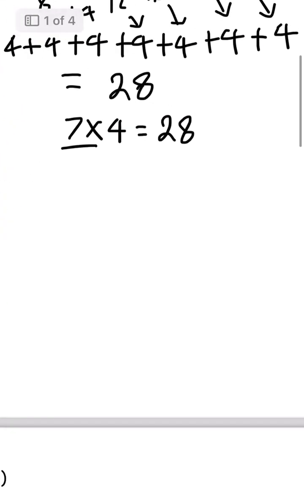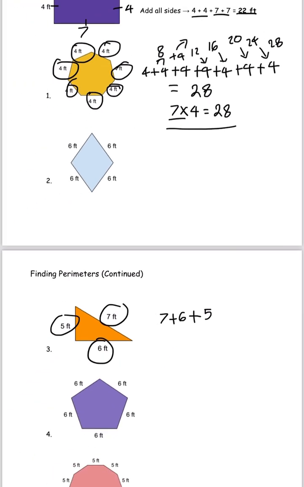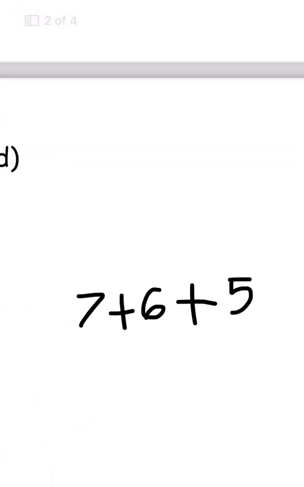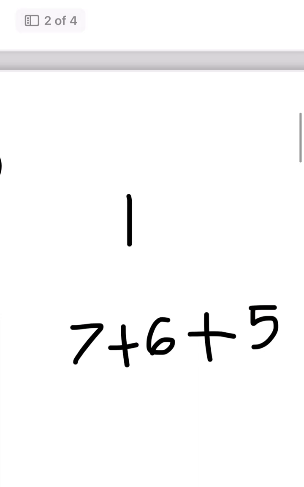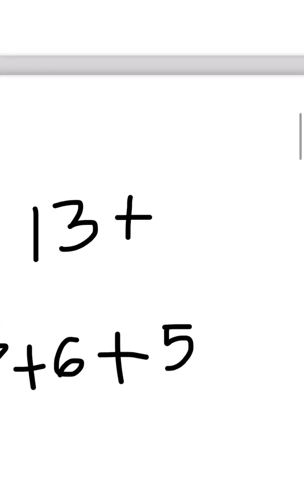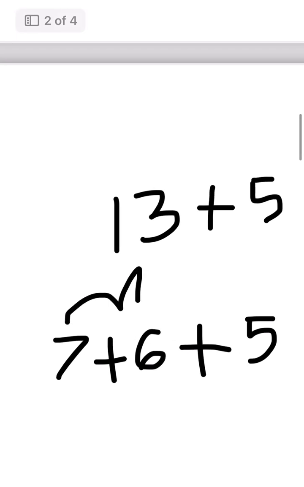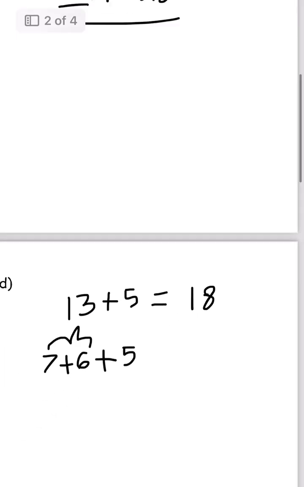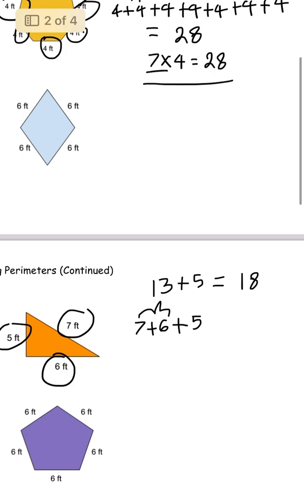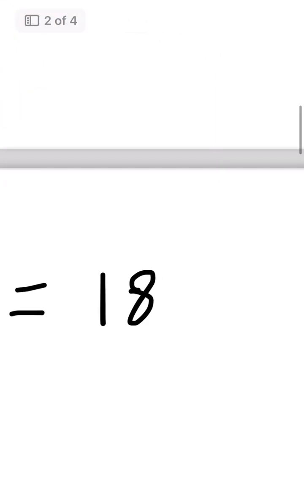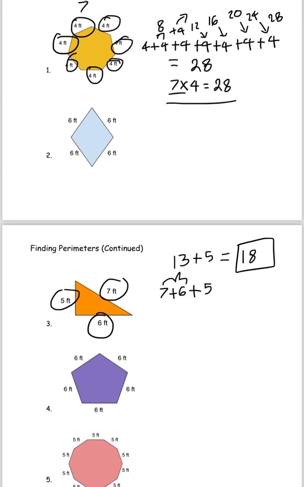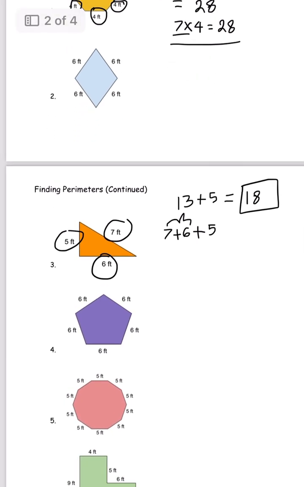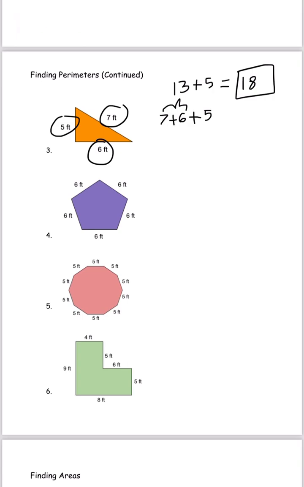So this time we can't multiply like this one, right? Because it's not all the same. So you have to first add them. So 7 plus 6 is 13. And 13 plus 5 is going to be 18. So the answer is going to be 18 for number 3. It's quite simple since it's just adding all the sides, right?